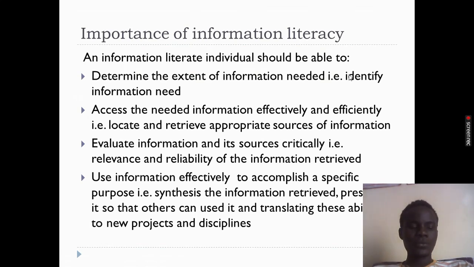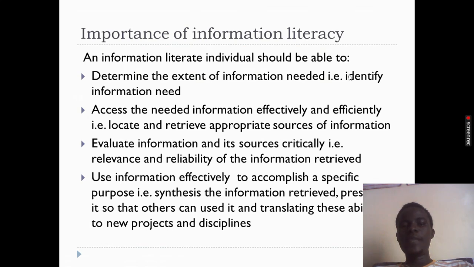First of all, let's put it this way. The information literate individual is able to determine the extent of their information need. You have the ability to identify your information need by asking yourself, what do I really need to know? Pinpoint yourself, focus on a particular question at a time to get the best out of your research.